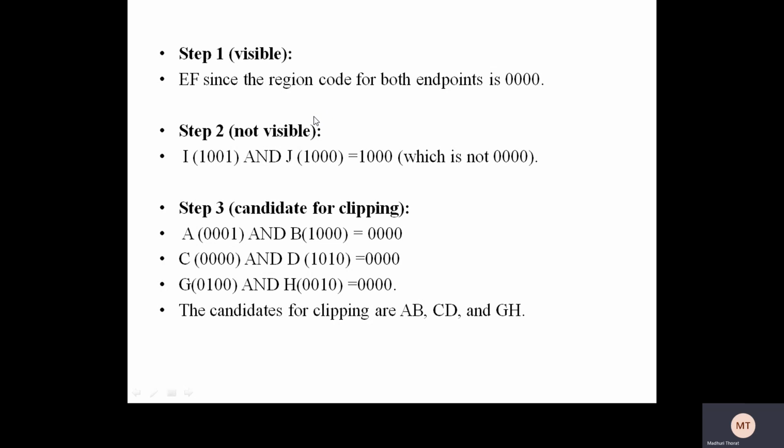So we have to calculate the AND operation between those two endpoints. IJ is a line whose endpoints are not equal to 4 times 0. That's why we have to calculate the AND operation between the two vertices. When we calculate the AND operation between the I and J points, we get the result 1000. That means it is not 4 times 0, so the line is not visible.